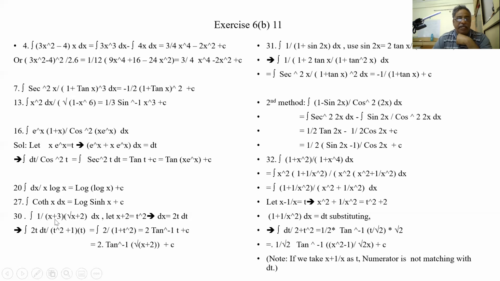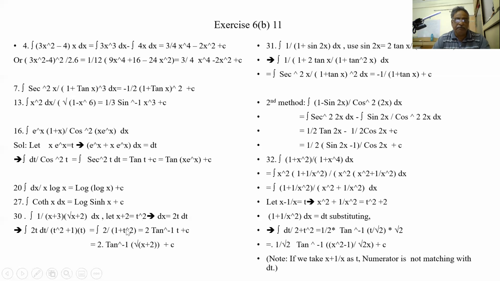Next one. Integral 1 by x plus 3 square root of x plus 2 dx. In all such cases, we have to come out of the root. Both are under the denominator. Let root of x plus 2 be t, because I am taking out this root by substituting t. Then what is x plus 3? It is t square plus 1. Then what is dx? dx is equal to 2t dt. So integral 2t dt by t square plus 1 into t.